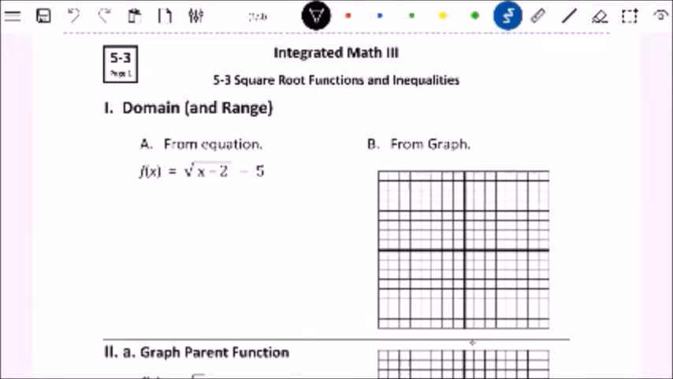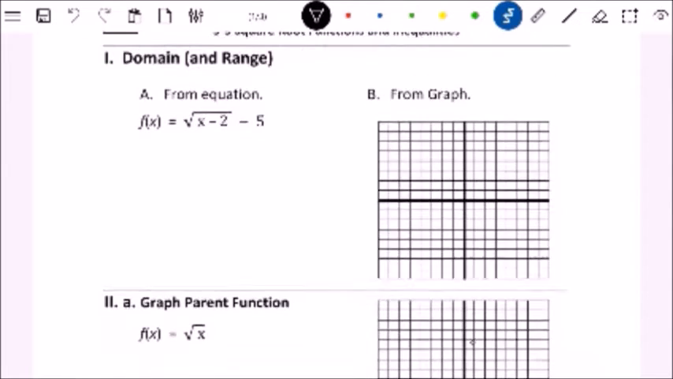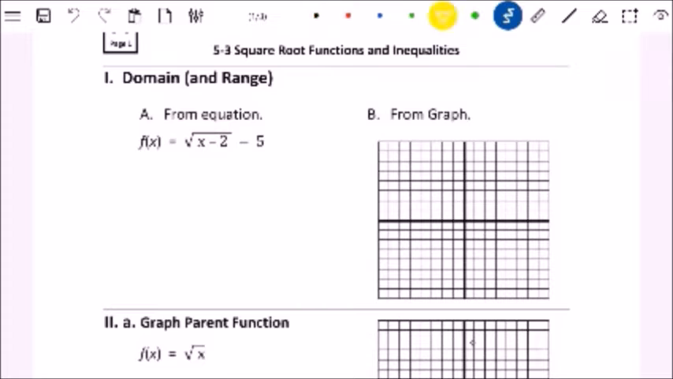Let's look at graphing and finding domain and range for square root functions, and then graphing inequalities. All right, so we're going to start here with this one. f(x) = √(x − 2) − 5. So we notice a couple of things. And in fact, let's graph this a couple of ways.